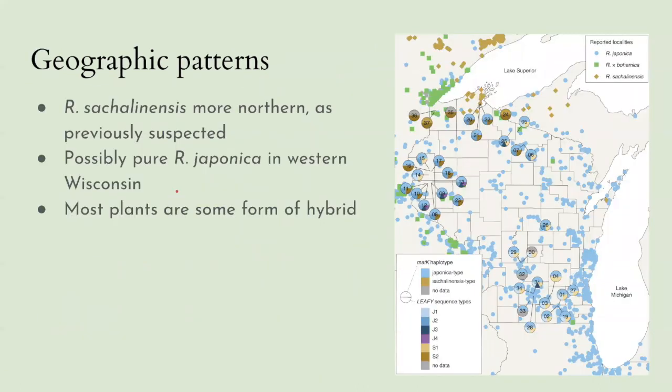So just graphically through Wisconsin, a little bit of distribution, geographic patterning where the sachalinensis individuals are found more in the north. The pure japonica individuals are found in the northwest. One kind of hybrid predominates in the southeast. Another kind of hybrid predominates in the northwest. So a little bit of a pattern there that might be consistent with people moving these around or genetic combinations that are not breeding more widely.